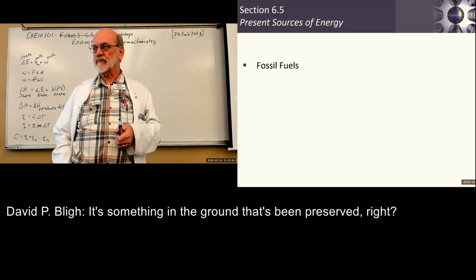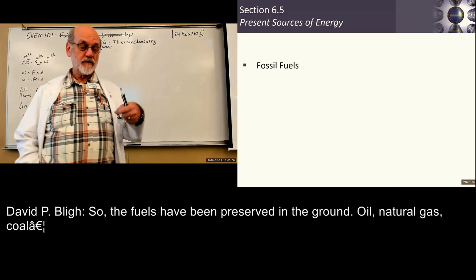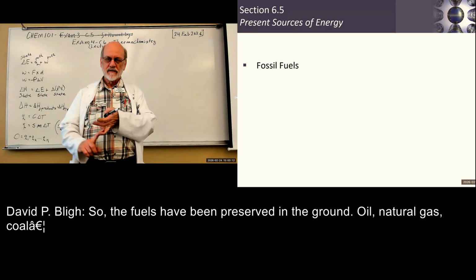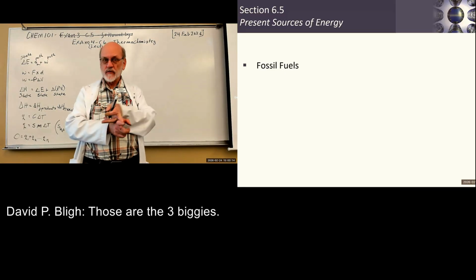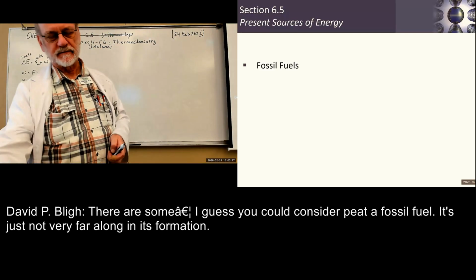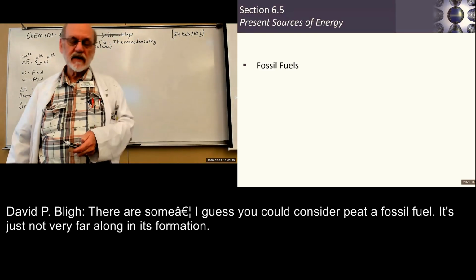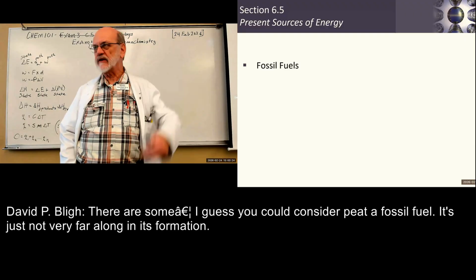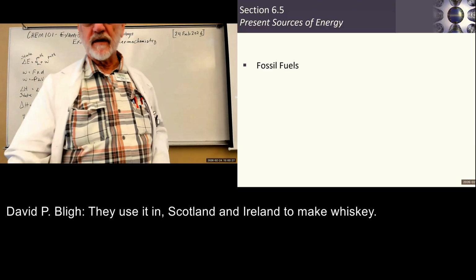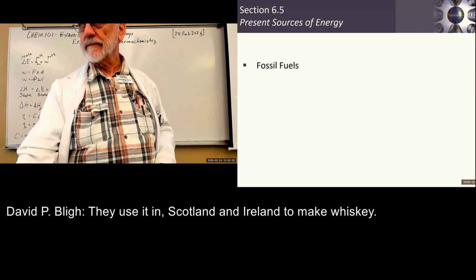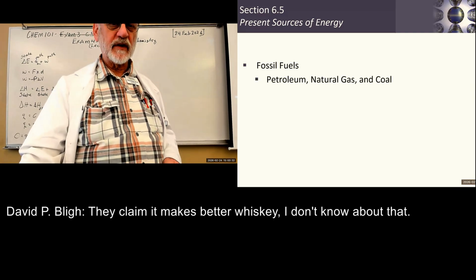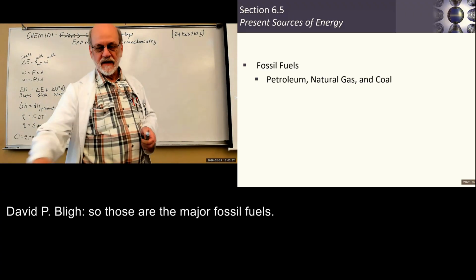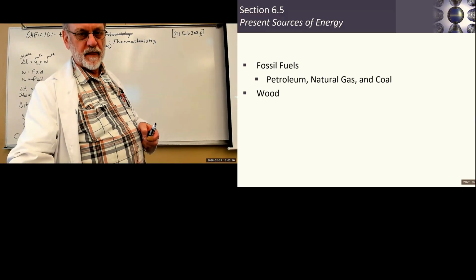It's something in the ground that's been preserved, right? So the fuels have been preserved in the ground. Oil, natural gas, coal. Those are the three biggies. I guess you can consider peat a fossil fuel. It's just not very far along in its formation. They use it in Scotland and Ireland to make whiskey. They claim it makes better whiskey. I don't know about that. So those are the major fossil fuels.